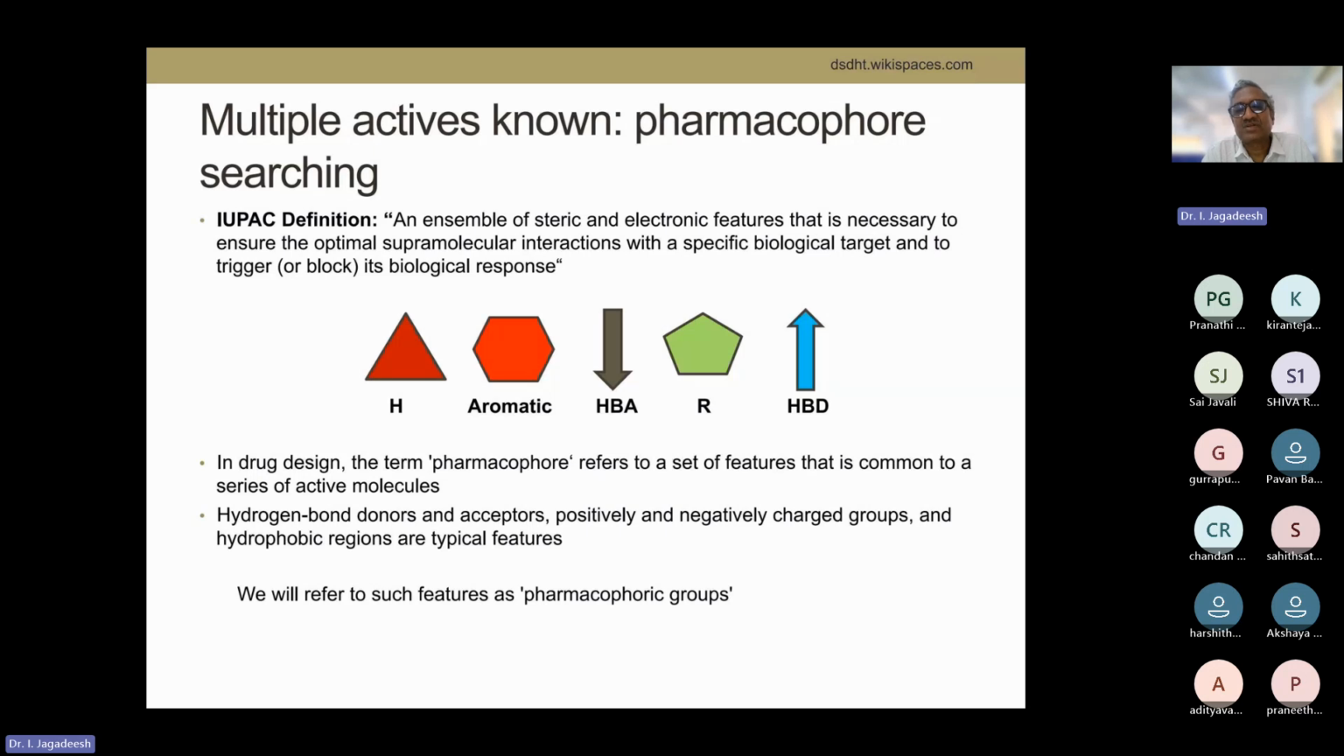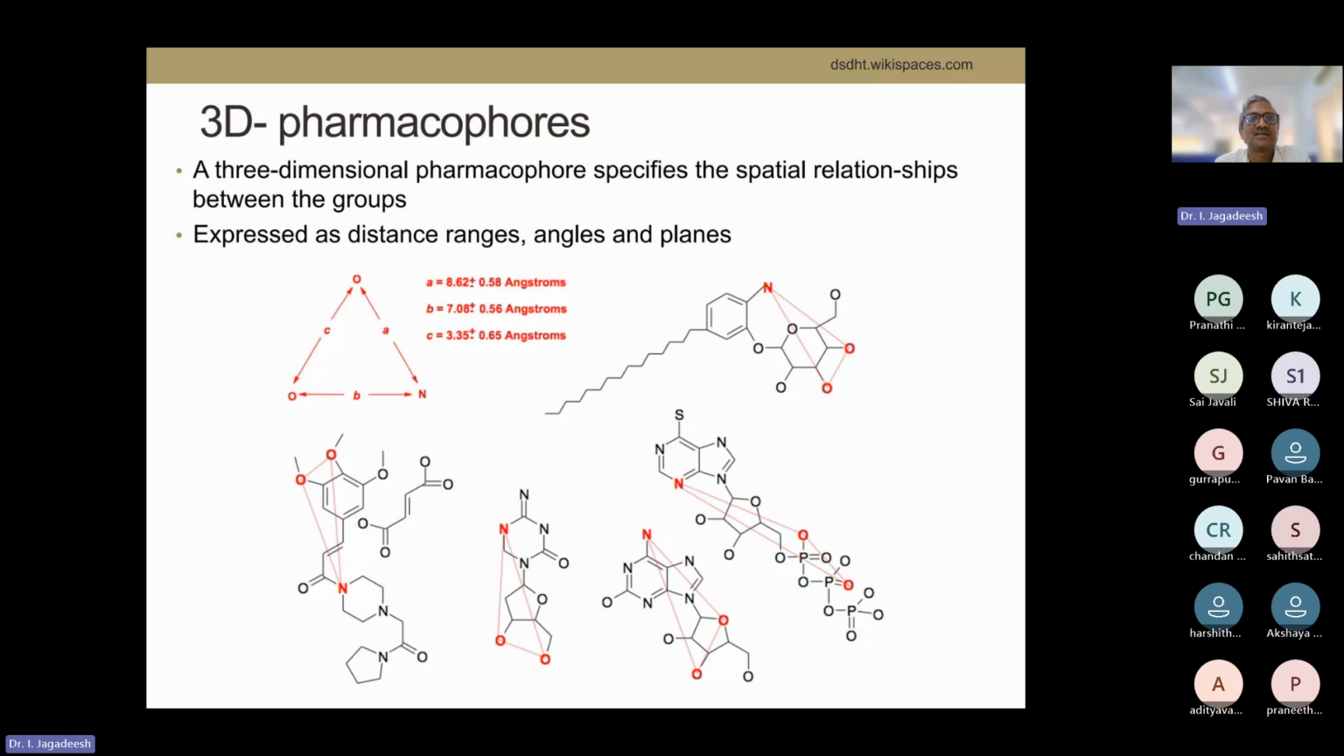Hydrogen bond acceptors, hydrogen bond donors, aromatic rings, acyclic rings, and cyclic rings. These are all contributing to some space. So in drug design, the term pharmacophore refers to the set of features that are common to a series of active molecules. These series of active molecules are chemically different. Hydrogen bond donors and acceptors, positively and negatively charged groups, and hydrophobic regions are typical features. They will contribute to the pharmacophore mapping. So these concepts are very much important.